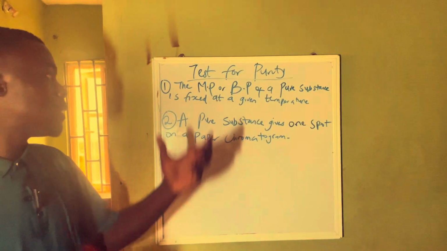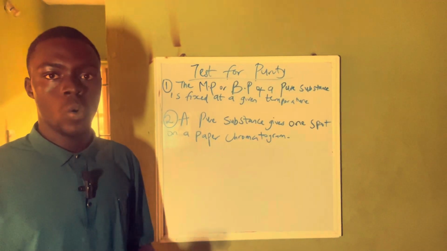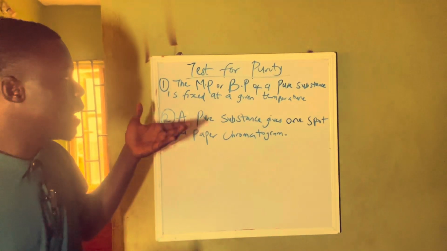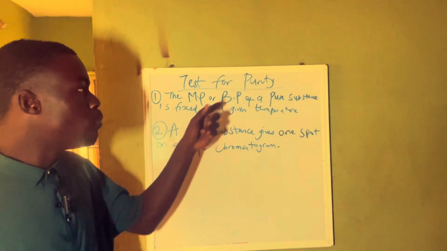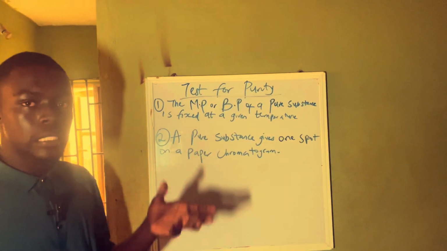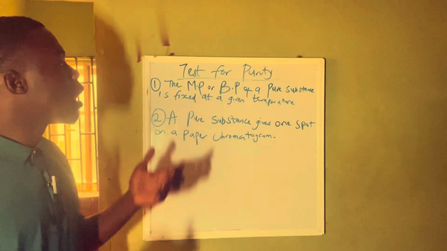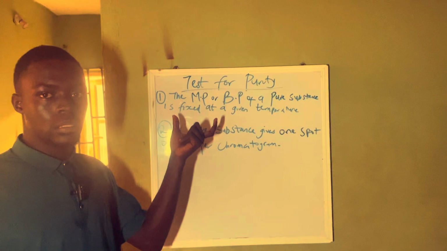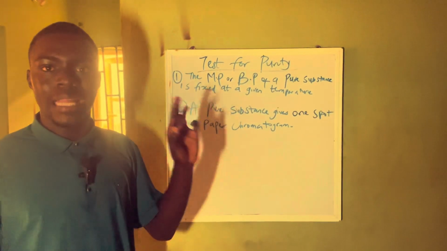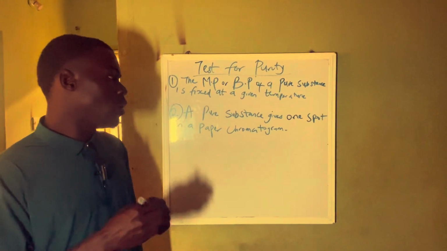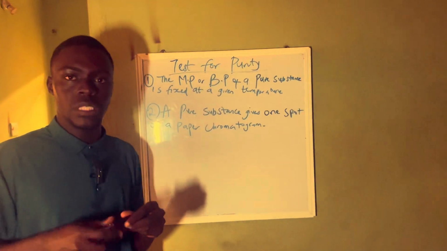Test for purity: what is this telling us? It is how we can know whether a substance is pure. The first thing to note when you are testing for purity is that the melting point or the boiling point of a pure substance is fixed at a given temperature. The melting point of a solid or the boiling point of a liquid that is pure is fixed at a given temperature. It's not that it is between 100 to 200 degrees or between 100 to 150 degrees.